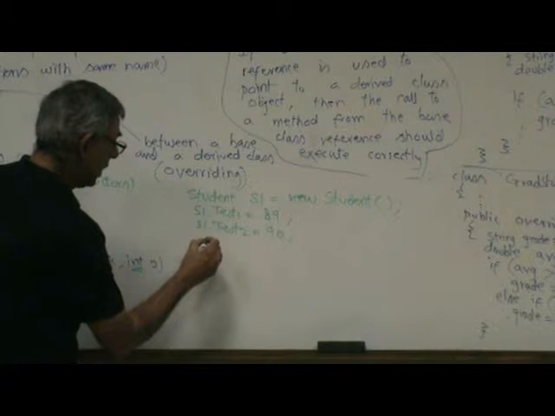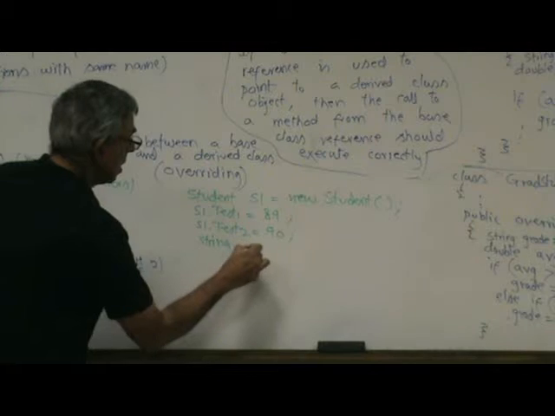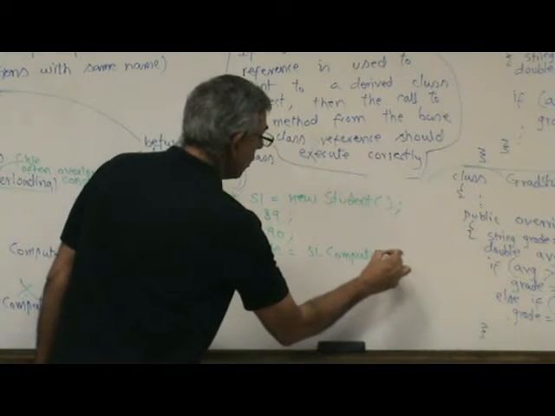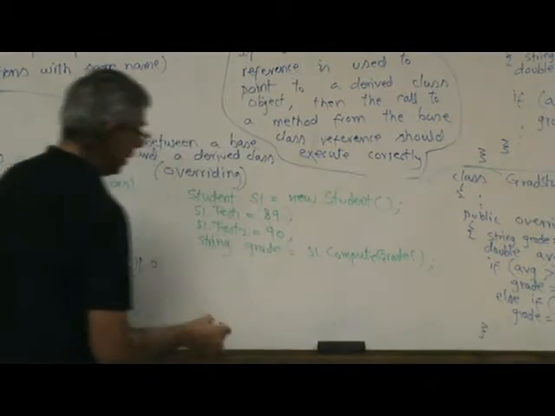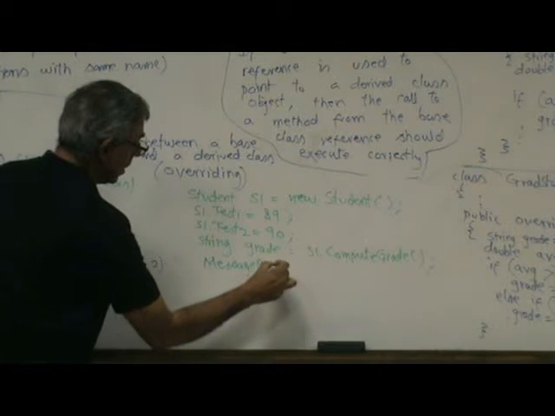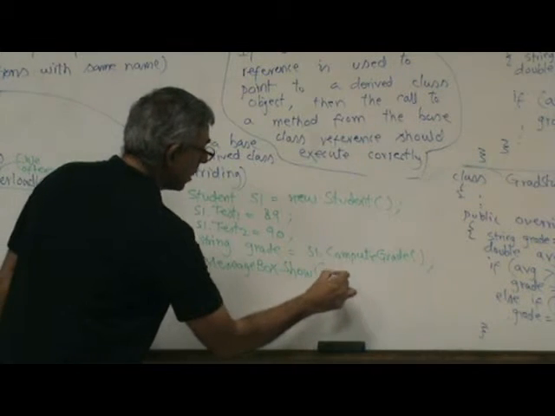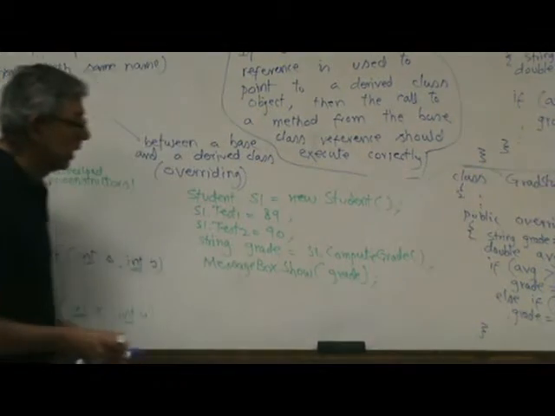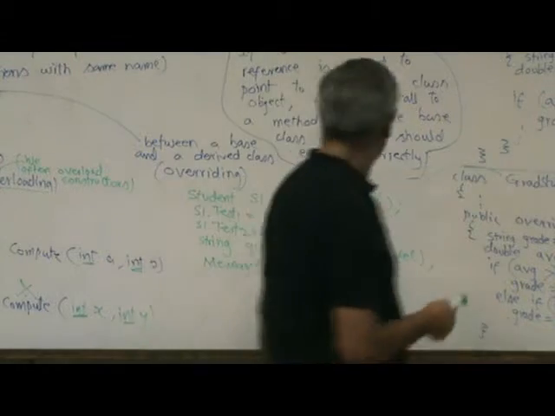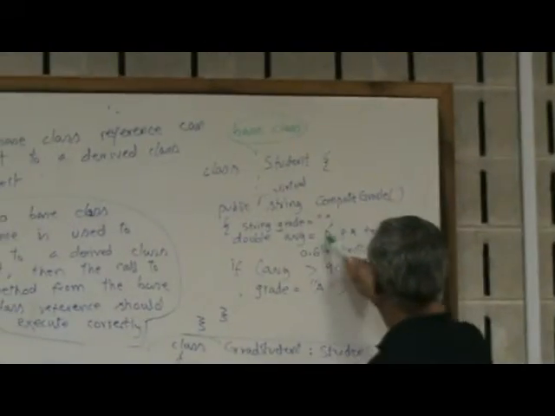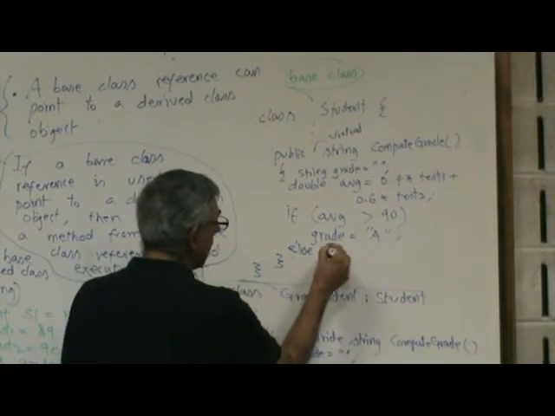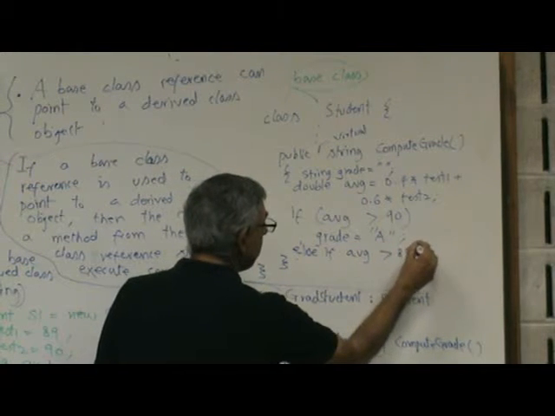So if we did string grade equal to S1 dot compute grade, what result will it produce? If we try to display MessageBox.Show grade, what answer will it produce? Okay, if you take a look over here, 89 will be given 0.4.